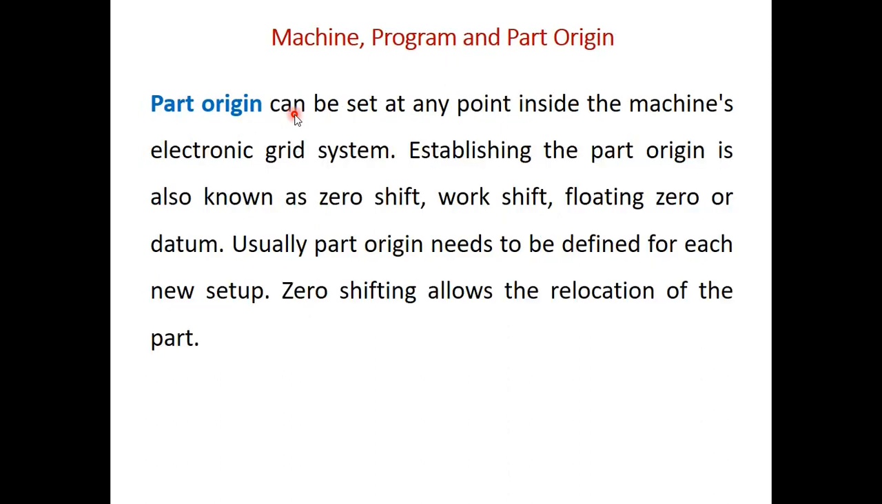Next is part origin. Part origin can be set at any point inside the machine electronic grid system. Establishing the part origin is also known as zero shift, work shift, floating zero or datum. Usually part origin needs to be defined for each new setup, and zero shifting allows the relocation of the part. So part origin is nothing but a point on the workspace where you are defining 0, 0.